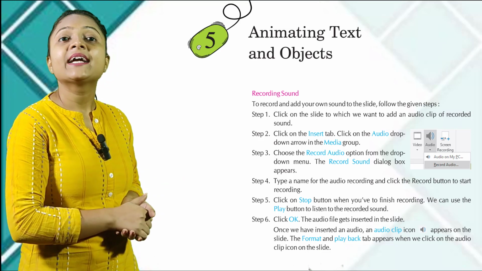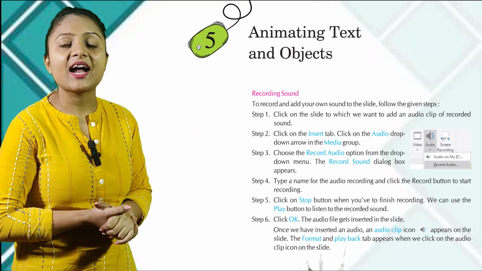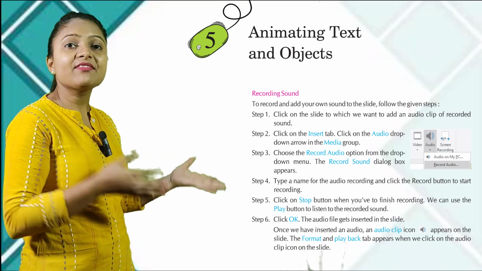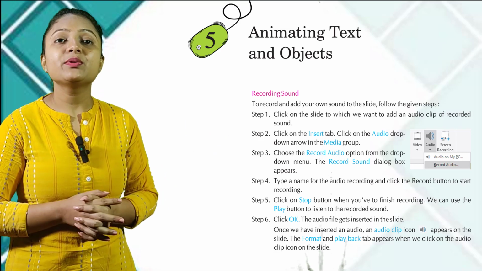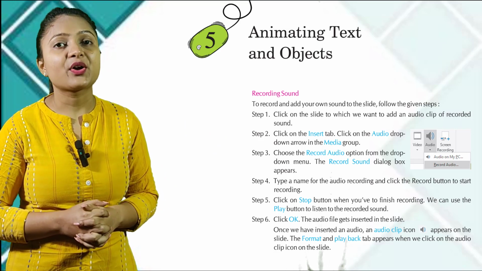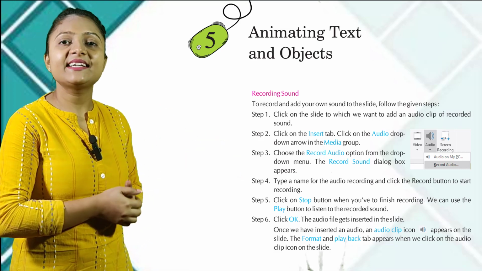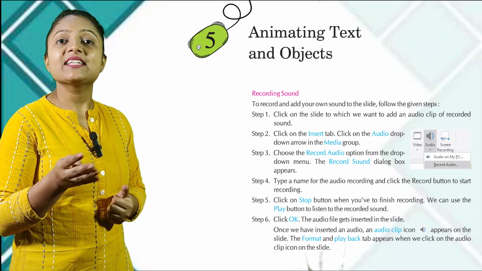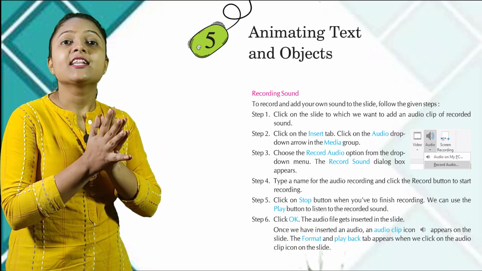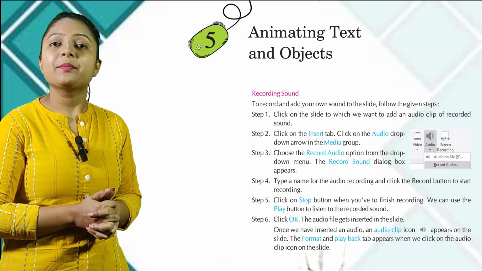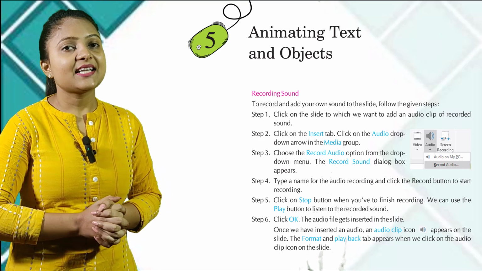Step 4. Type a name for the audio recording and click the record button to start recording. Step 5. Click on stop button when you have to finish recording. We can use the play button to listen to the recorded sound. Step 6. Click OK. The audio file gets inserted in the slide. Once we have inserted an audio clip, an icon appears on the slide. The format and playback tab appears when we click on the audio clip icon on the slide.